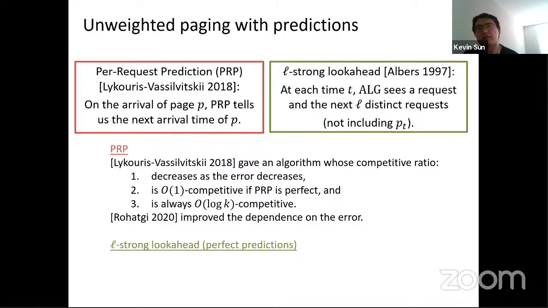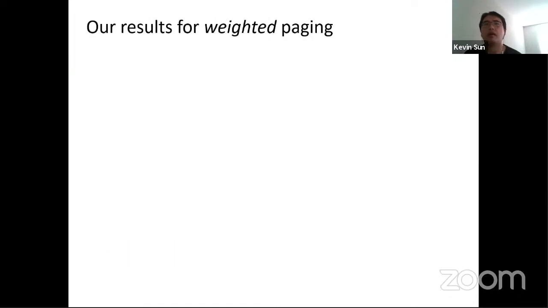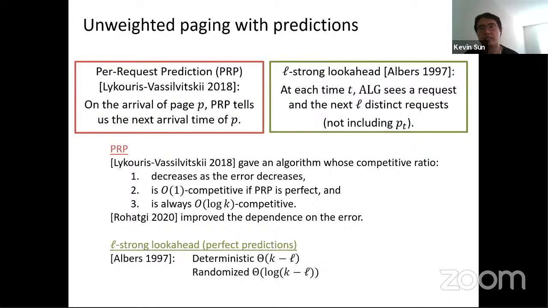For the other model, l-strong lookahead, assuming that all the predictions are perfect, so the next l requests are exactly correct, Albers improved the competitive ratio from k to k minus l for deterministic algorithms, and for randomized algorithms, from log k to log(k minus l). So these are all for unweighted settings.